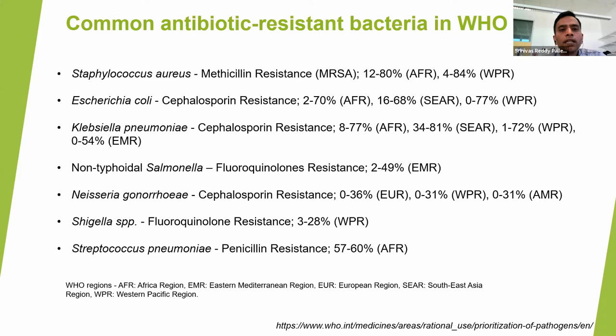And this is the list that I selected from the WHO prioritization list. This chart shows different bacteria and their resistance and their proportion in different continents based on the WHO regions. I'm giving you one example: methicillin resistant Staph aureus in Africa, this is AFR, varies highly from 12% to 80%. And in the Western Pacific region, it varies from 4 to 84%. So what I mean to say is that resistance might vary between countries or between regions. So localized approaches are needed to identify which are the common resistant bacteria present. Based on that, appropriate measures need to be taken, and we also need to identify the source. In this way, it will help to actively prevent the development of resistance.